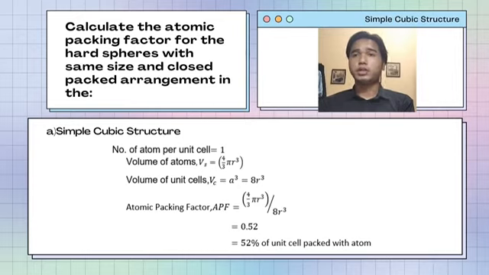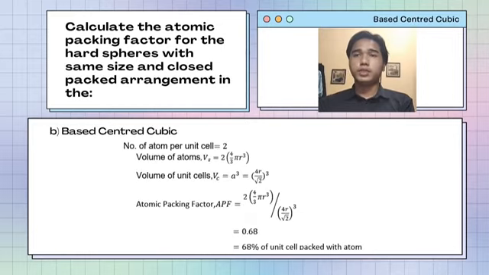First, simple cubic. To find the atomic packing factor, we divide 4/3 pi r^3 by 8 r^3. So we get 52% of the unit cell packed with atoms. B, body-centered cubic. So we divide 2 multiplied by 4/3 pi r^3 by (4r over square root of 2)^3. So we get 68% of the unit cell packed with atoms.